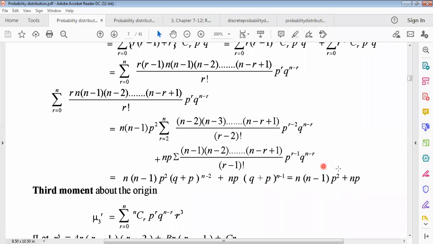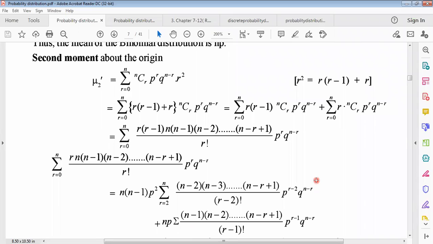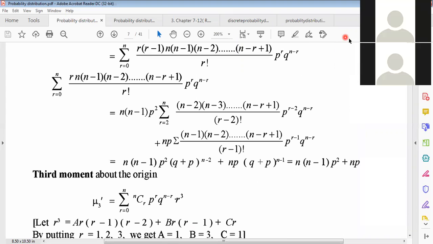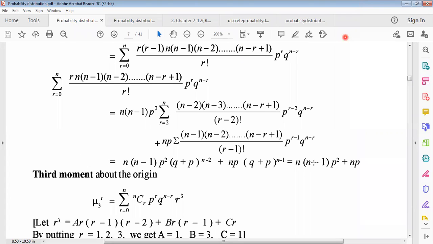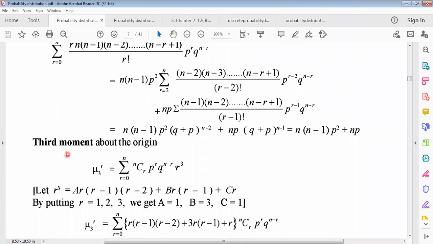This is the value of mu 2 dash, the second raw moment. Now the third moment about the origin.